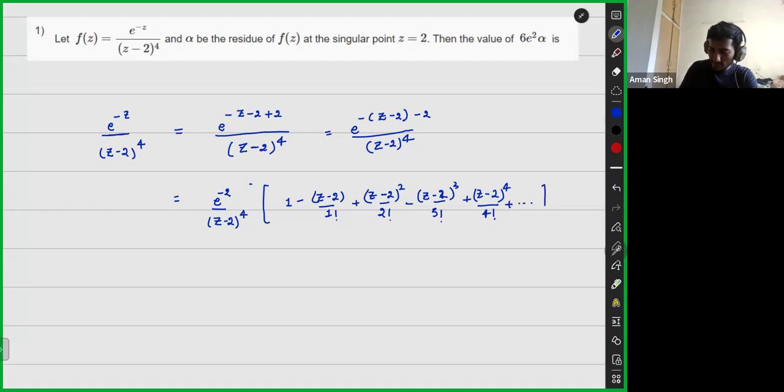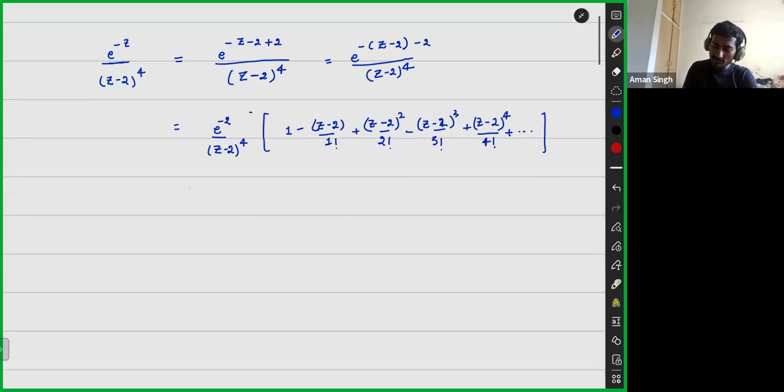I'm not going to write everything because we only have to focus on the coefficient of 1 by (z minus 2). So if you multiply by (z minus 2) to the power 4 in the denominator, what happens? e to the power minus 2 as it is, let's take it outside, and the inside part becomes 1 by (z minus 2) to the power 4, minus 1 by (z minus 2).